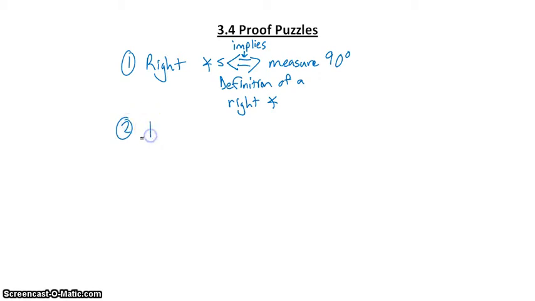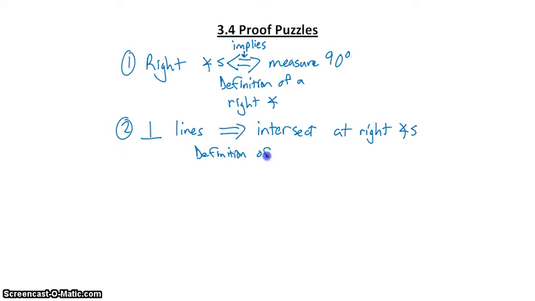Another piece of information. Perpendicular lines. If we know that lines are perpendicular, what can we imply? Well, if lines are perpendicular, they intersect at right angles. That can be one right angle, or two right angles, or four right angles. How do we know this? Well, that's the definition of perpendicular lines.